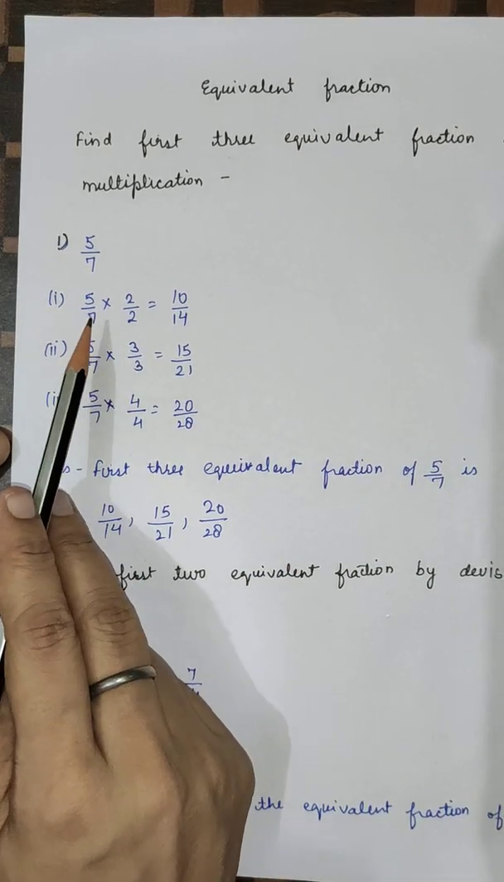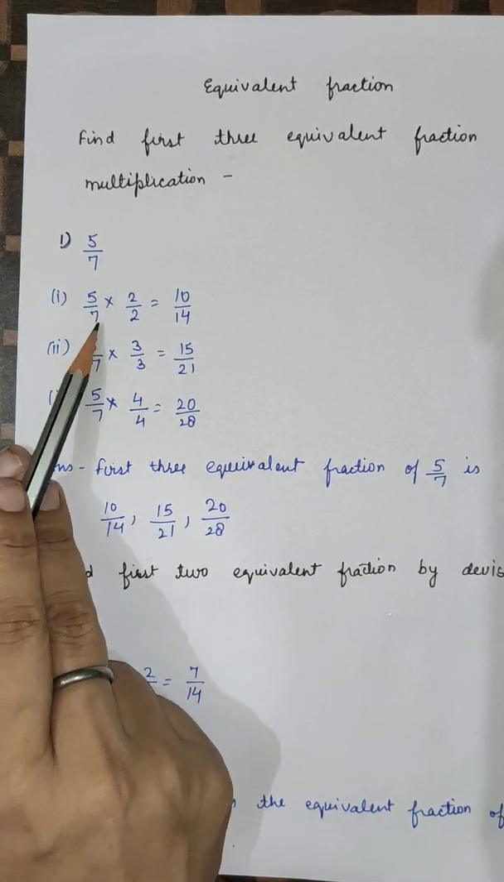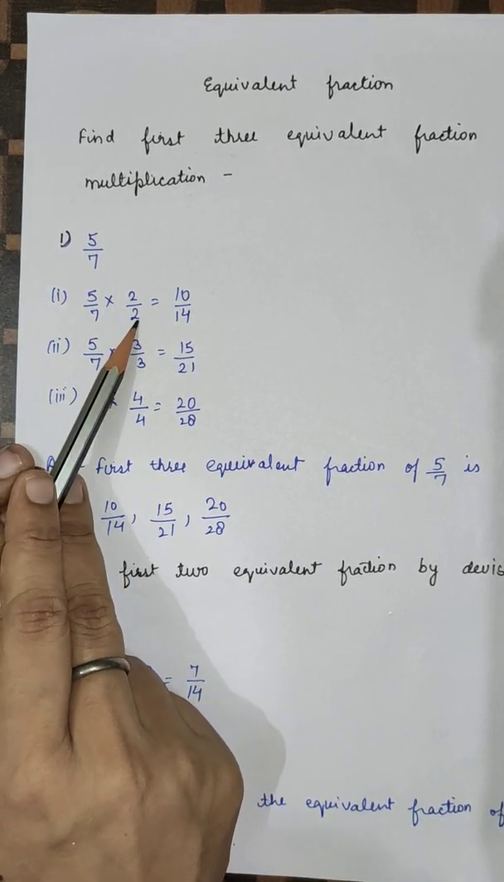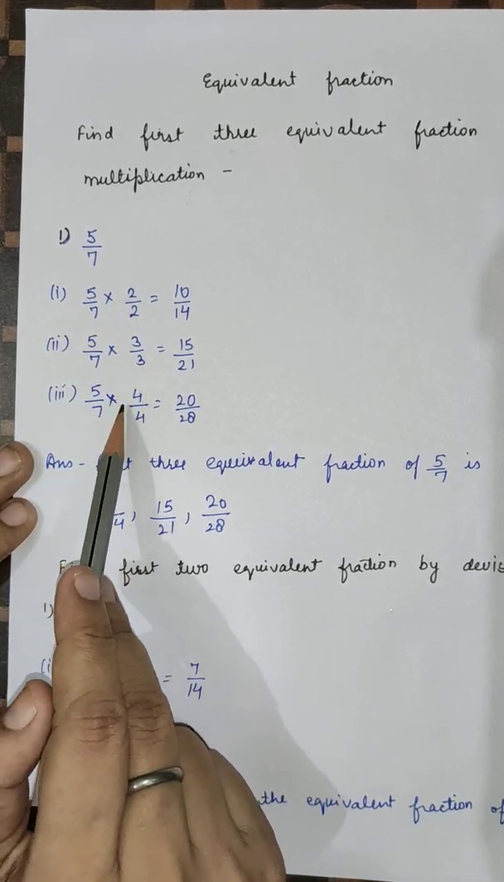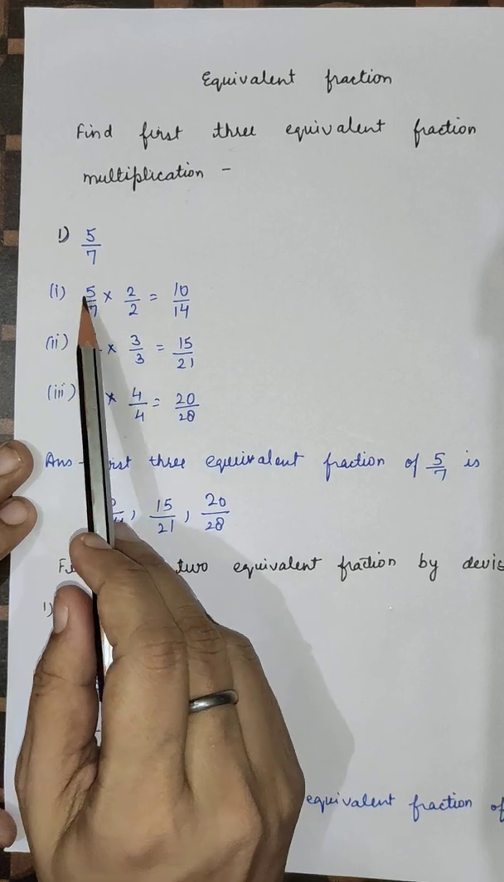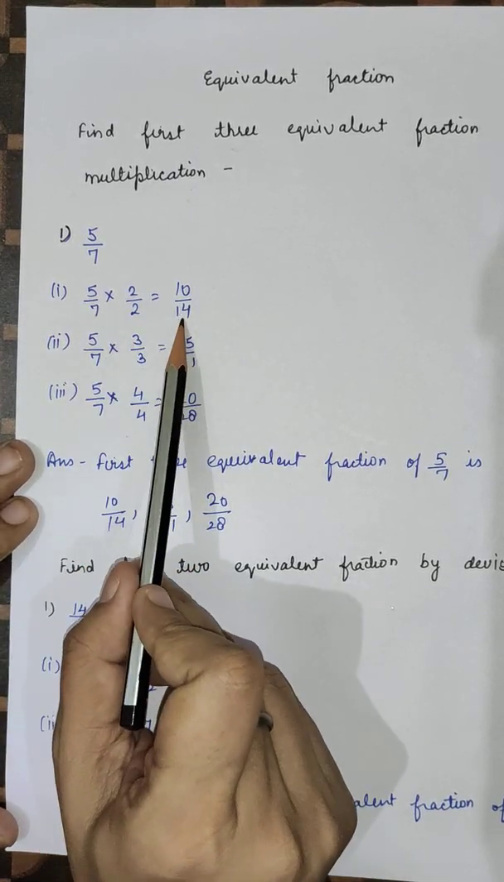So we will multiply the given fraction by these numbers. The given fraction is 5 by 7. We will multiply it by 2 by 2, 3 by 3 and 4 by 4. So we get the answer by multiplying: 5 2s are 10, 7 2s are 14.